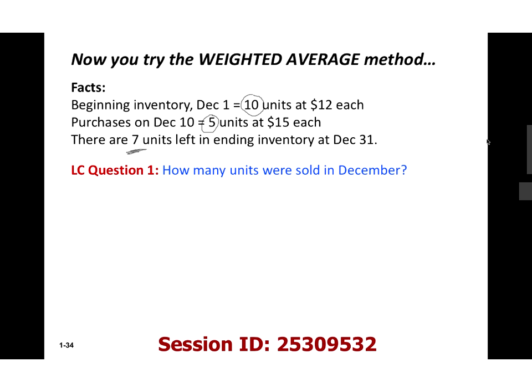Still waiting for like 100 of you to answer, so you need to get your answer in before this closes. But we're saying that we had beginning inventory of 10, purchases of 5. So there were 15 total available, and we are told that we have 7 left. To get from 15 to 7, we had to have sold that difference. So basically 15 minus 7 is going to give you this answer. I'm going to close it in about 10 seconds. And again, it's 15 minus 7.